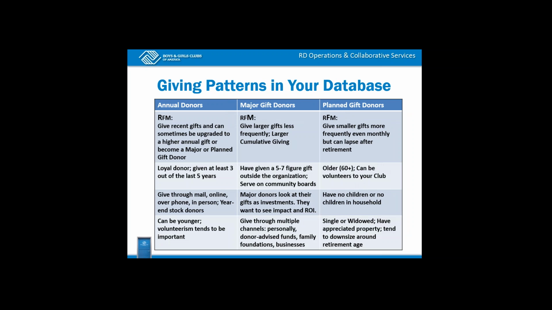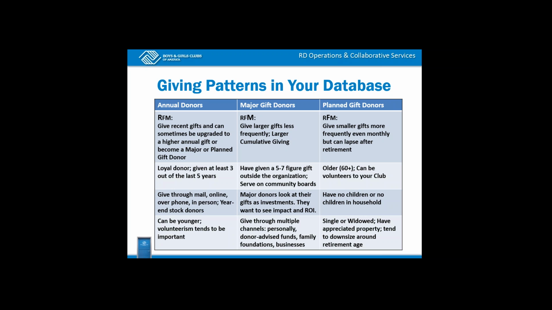So some things you can look at in your database are giving patterns. These are some typical ways to look at annual, major gift, and planned gift donors, but sometimes they're a little different in your database. So to review an annual donor, if you look at RFM, which is the recency, frequency, and monetary value or cumulative giving of your donor database, a lot of times your annual donors are your more recent donors, and they can sometimes be upgraded to higher annual gifts or become your major and planned gift pipeline. They're loyal donors, and they consider themselves loyal donors, and the industry considers them loyal donors if they've given at least 3 out of the last 5 years.